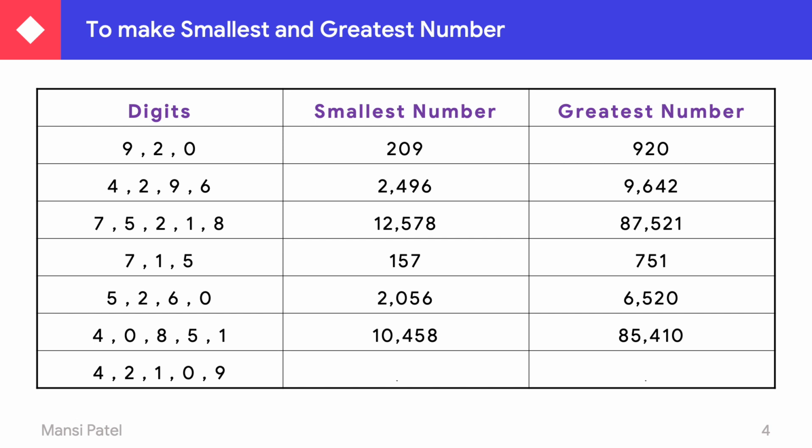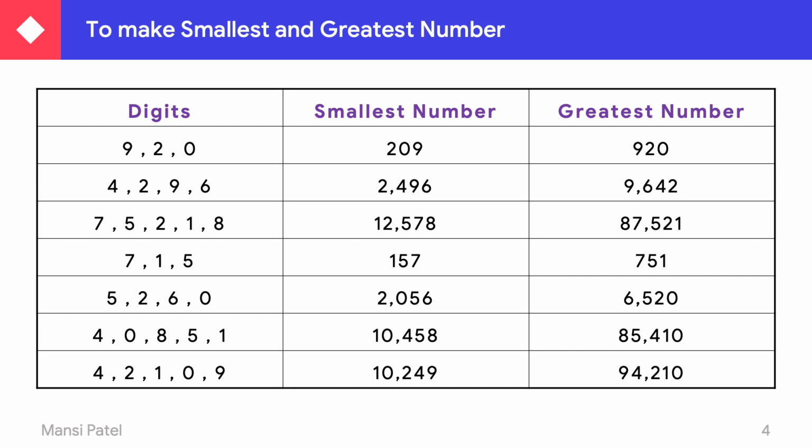Now 42109. With the help of this, you have to make the smallest number. So the smallest number is 10,249 and the greatest number is 94,210.